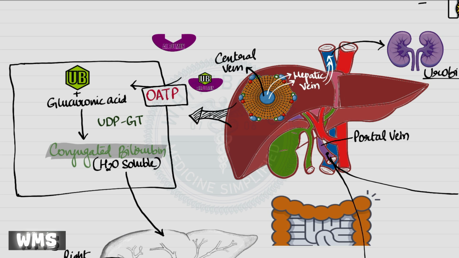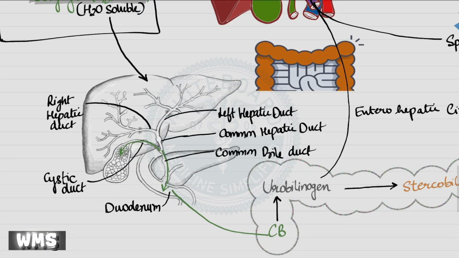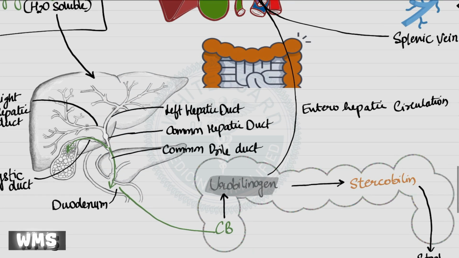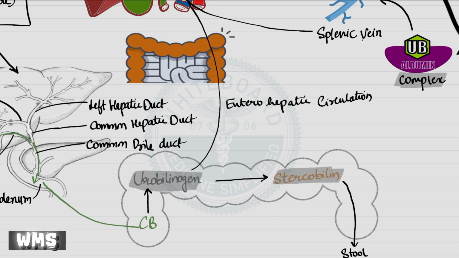The conjugated bilirubin is secreted into bile and stored temporarily in the gallbladder. During digestion, especially after a meal, the gallbladder releases this bile into the intestine. In the gut, bacteria convert it into urobilinogen. Most of this is further oxidized to stercobilin, which gives feces its characteristic brown color.